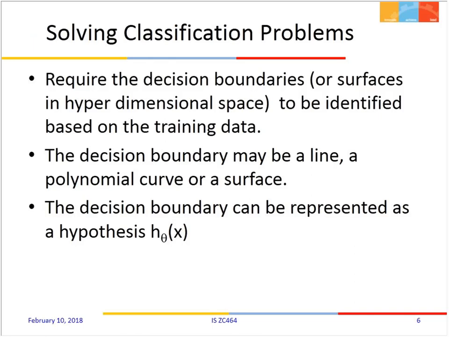So the decision boundary may be a line, a polynomial curve, or a surface. We represent the decision boundary as a hypothesis, h theta x, or we can say hwx, whichever way is best, where theta represents the parameters describing the particular decision boundary. Which were the parameters for linear regression? Can you recall? So the parameters were slope and the intercept. These were the parameters defining a line in a two-dimensional space, which we also call m and c.